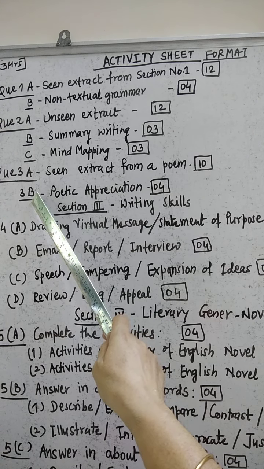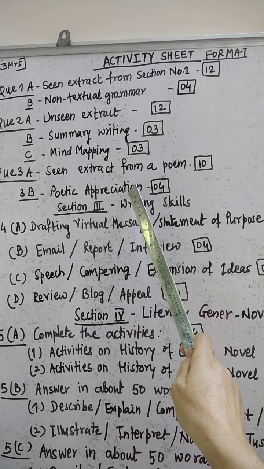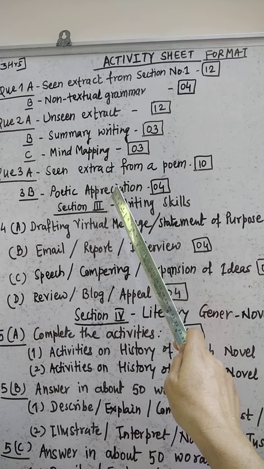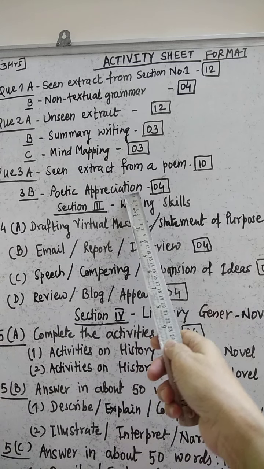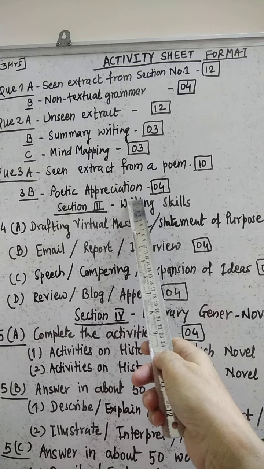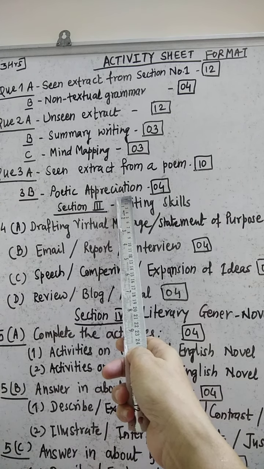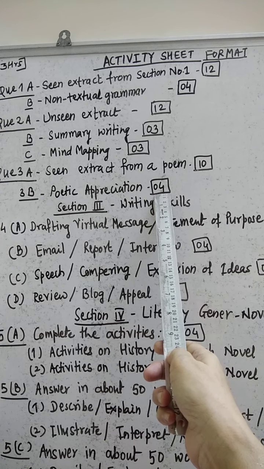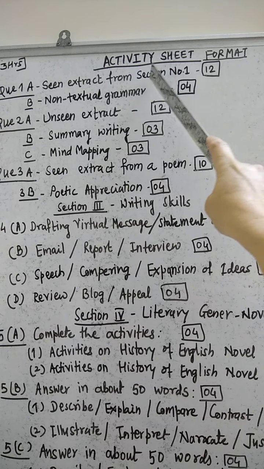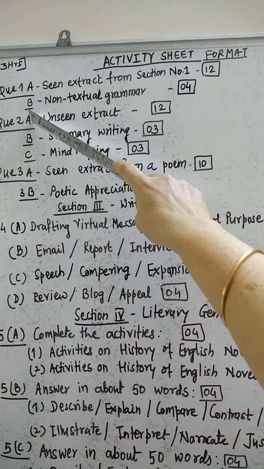Question 3B deals with poetic appreciation. You will be given another poem, either the complete poem if it is a small one, or a small extract of, say, up to 15 lines will be given to you, and you will be writing the appreciation. Now this appreciation question carries 4 marks. Okay, so section 1 is dealt with under questions 1A and 2A.